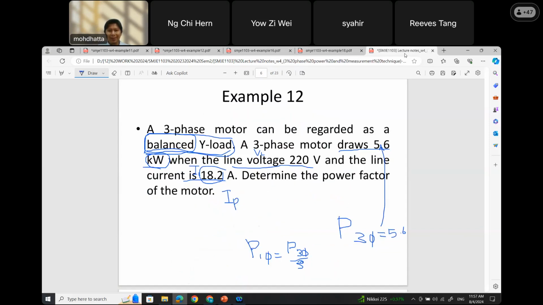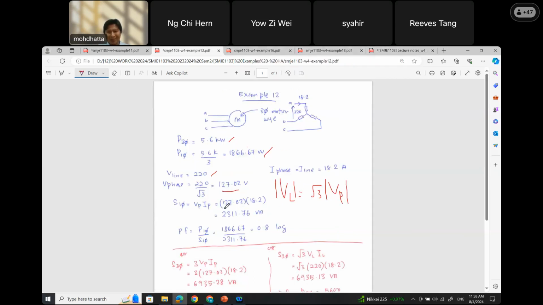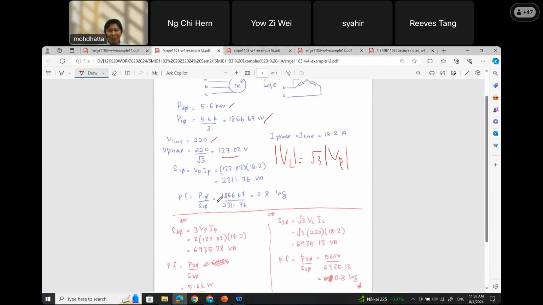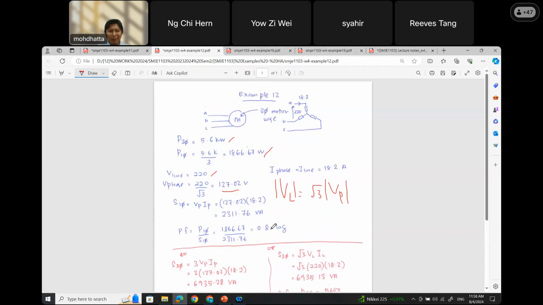What is the question actually? Determine the power factor of the motor. So if you look at my strategy over here, in order for me to find the power factor, I know that my power factor comes from this equation, which is P divided by S, and it's up to you to use the first single phase information or the three-phase information.